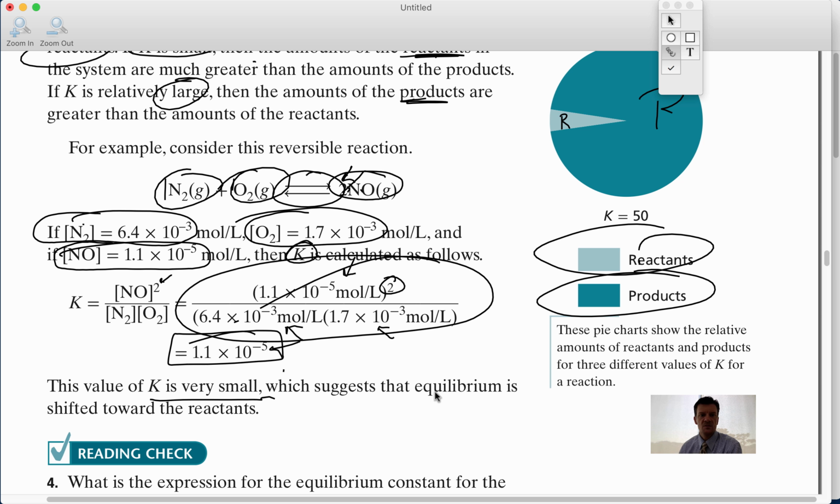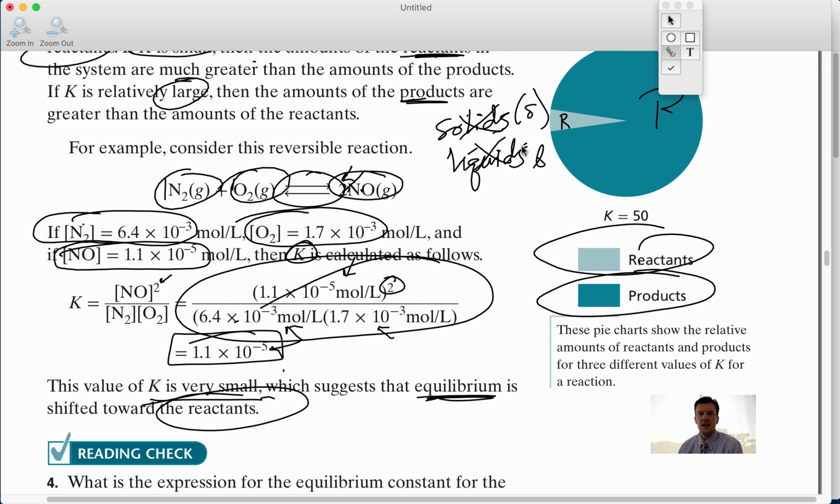Very small, which means at equilibrium, it is reactant favored. Now, one other very, very important thing. You never, never, never put solids or pure liquids into the equilibrium constant expression. Never put solids, never put liquids. So if you see S or L next to a compound, a species in your reaction, that particular species is not going to go into your K expression. Just omit it. Don't even put it in.